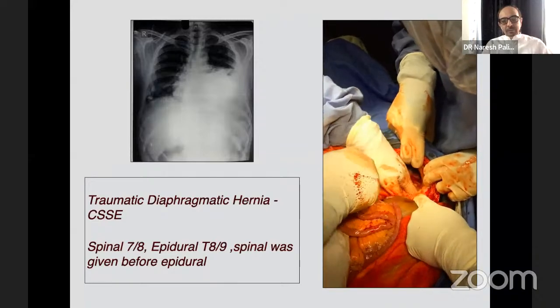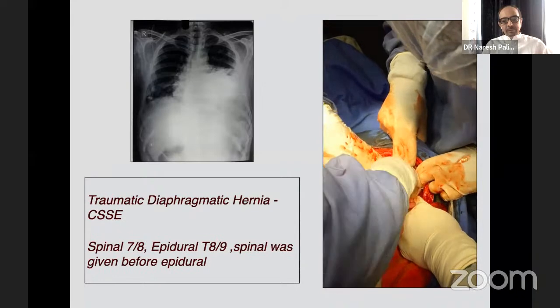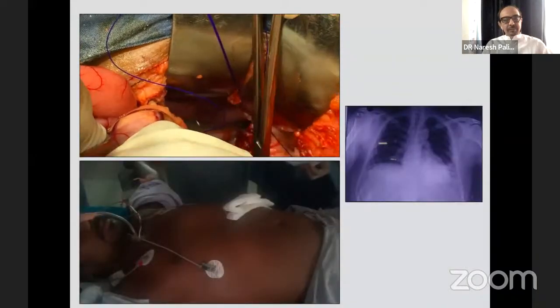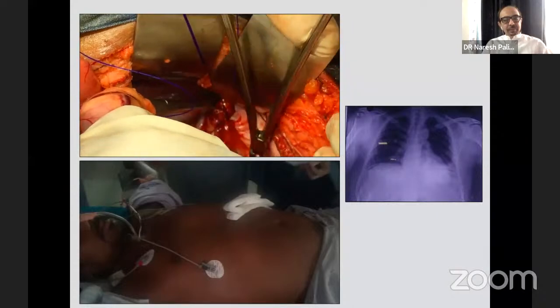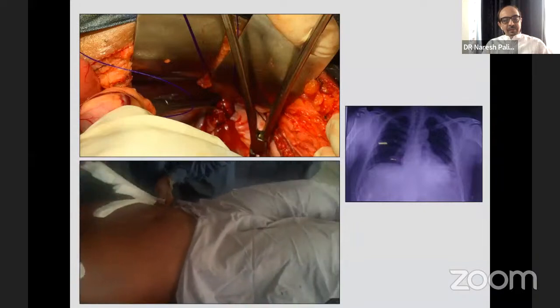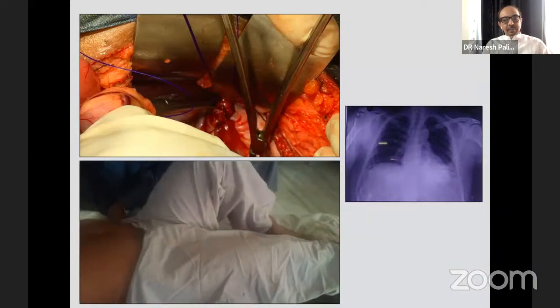You see, the whole of the left hemithorax was filled with intestines. This is diaphragmatic mesh repair being done. This is the patient at the end of surgery, completely mobile. The next day, X-ray of the same patient.